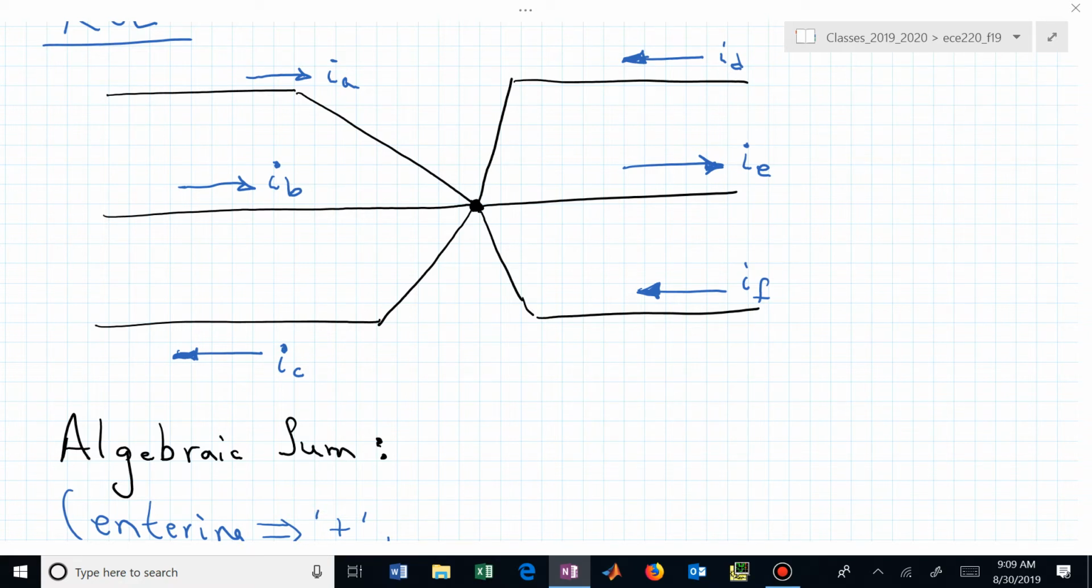I sub A, how do we write that? Plus or minus I sub A. That's now entering, and we agreed for this explanation to keep that as a positive sign.